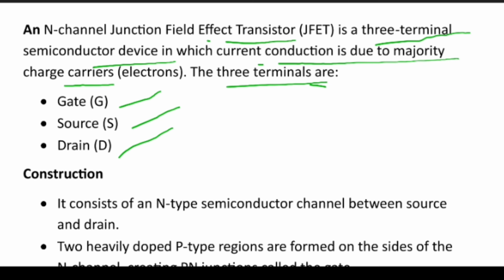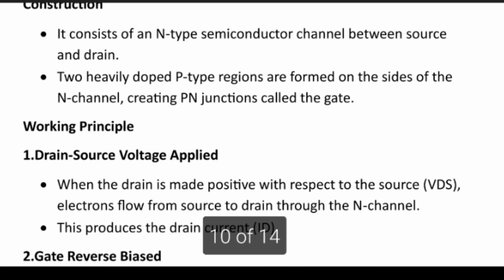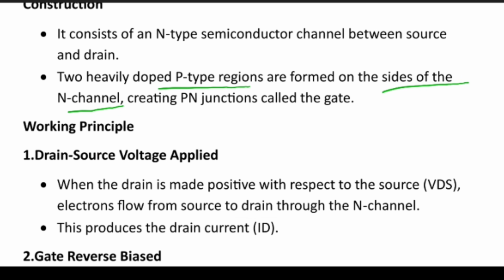Coming to the construction, it consists of an N-type semiconductor channel between the source and drain, as shown in the diagram, and a heavily doped P-type region formed on the sides of the N channel, creating a PN junction, which we call the gate.